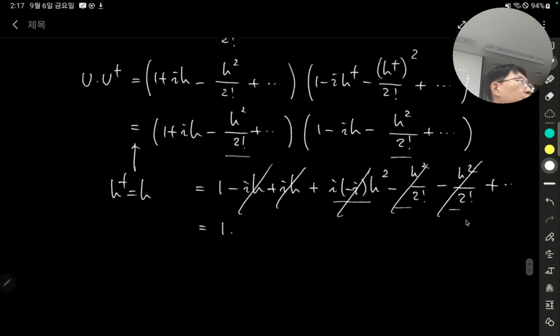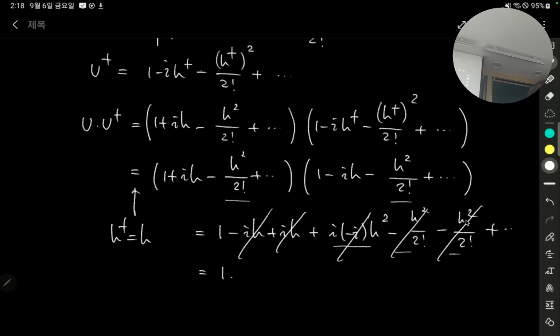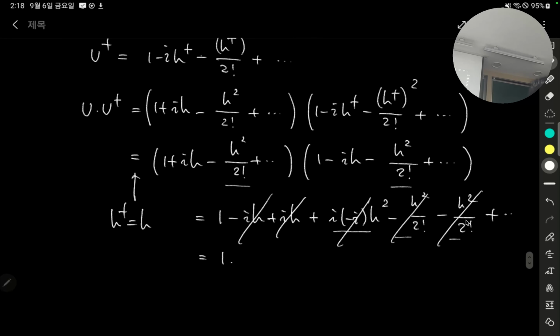So basically I'm using the property of the exponential function. This is another way you can prove that this U is a unitary operator. Is there any other group that used a different approach than this one? Anyone? Or any questions that you wanted to ask, that you tried but didn't work? No?